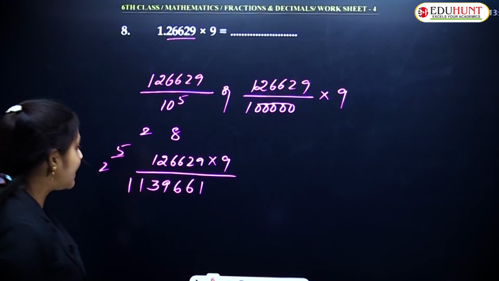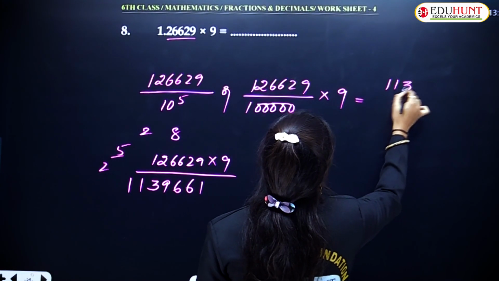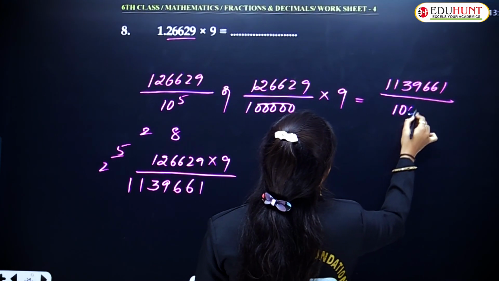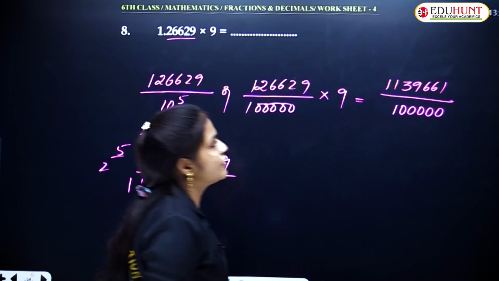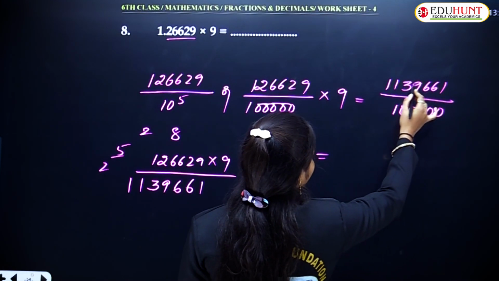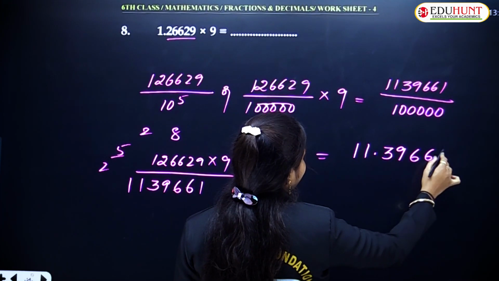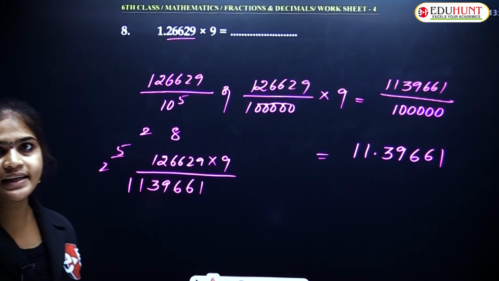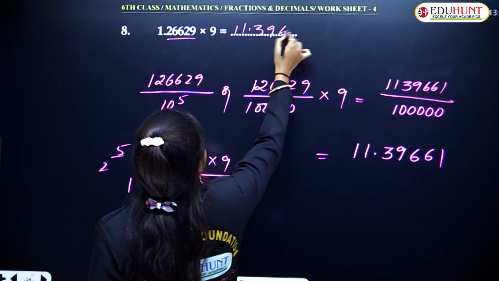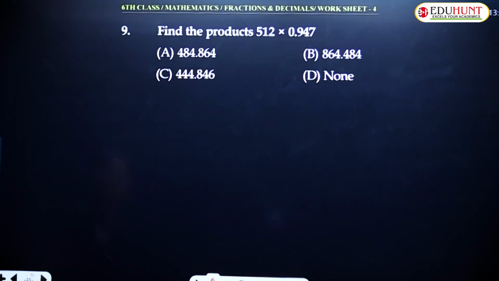Okay, 11396661, which equals 11396661 whole by 1 lakh. 1 after 5 zeros only, no? So that's why here we have to write this number with 5 digits before the point. So finally the answer is 11.39661. So the answer is 11.39661. Okay? Yes.